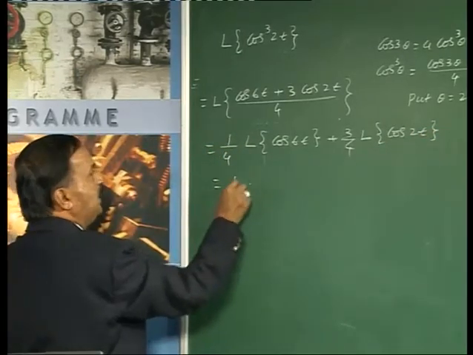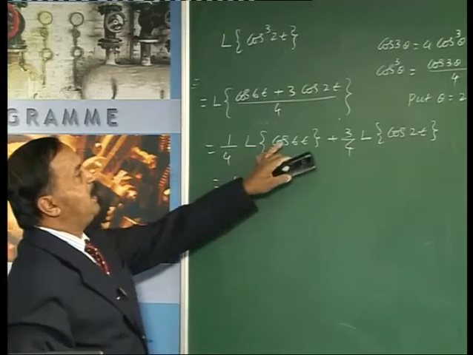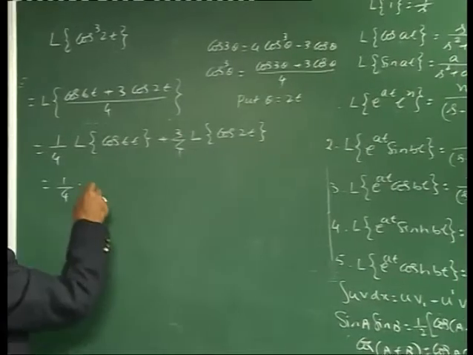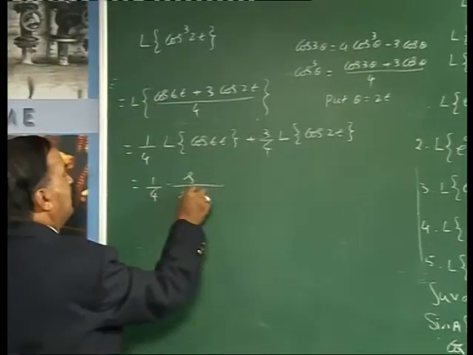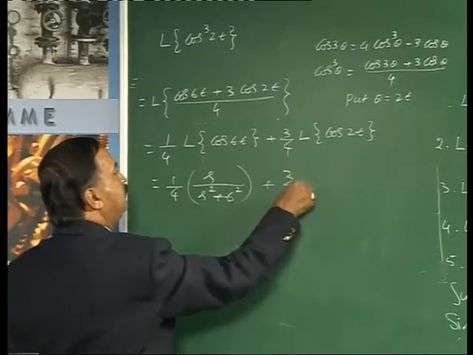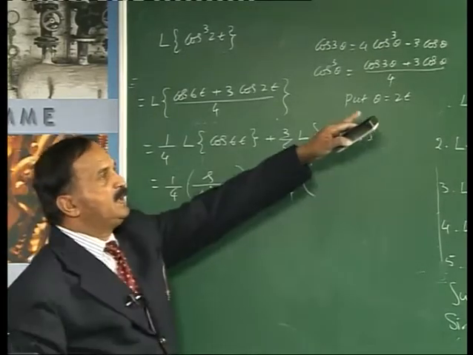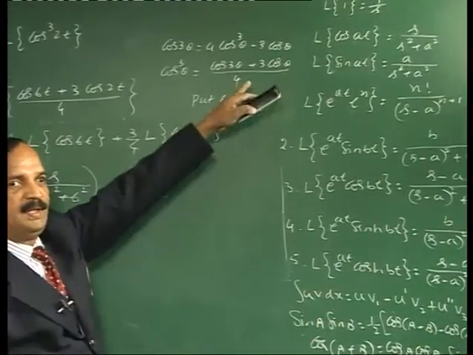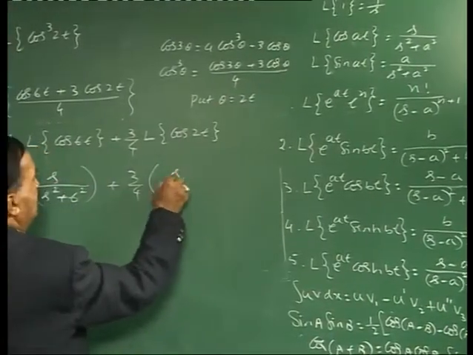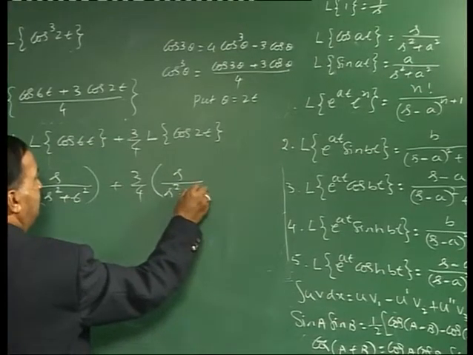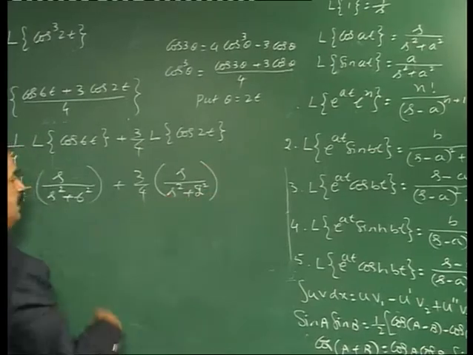That is 1 by 4 into, it is of the form L of cos at form. Put a is equal to 6, in that formula you will get here s by s square plus 6 square, plus 3 by 4 into, again use the same formula, cos at form, put a is equal to 2, you will get here s by s square plus 2 square or 4. This is the answer.